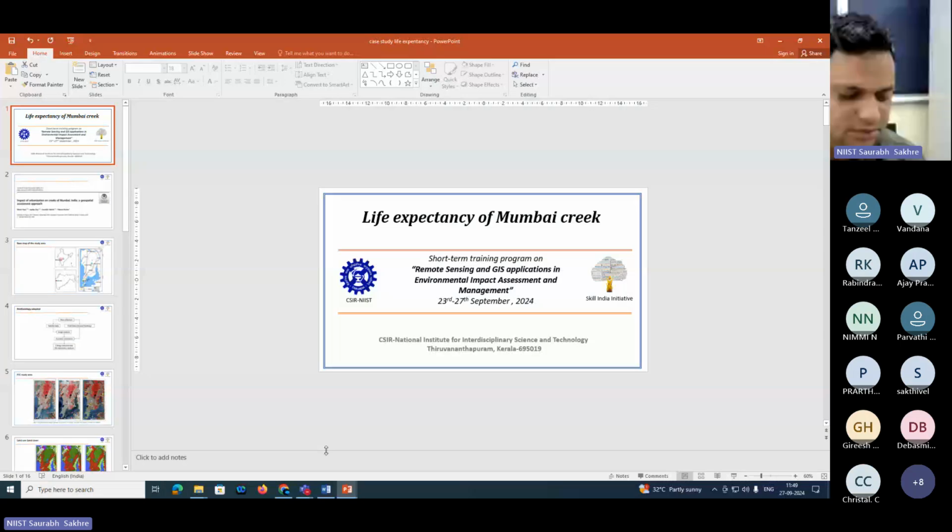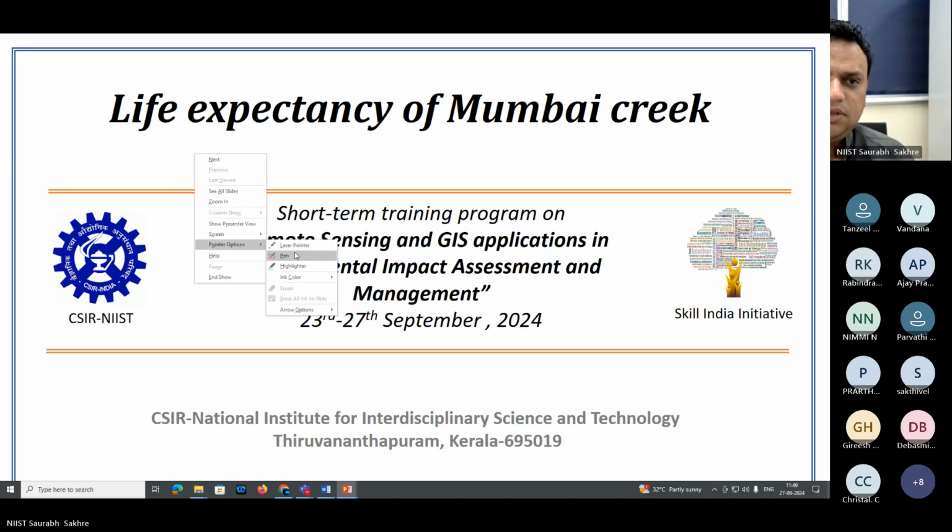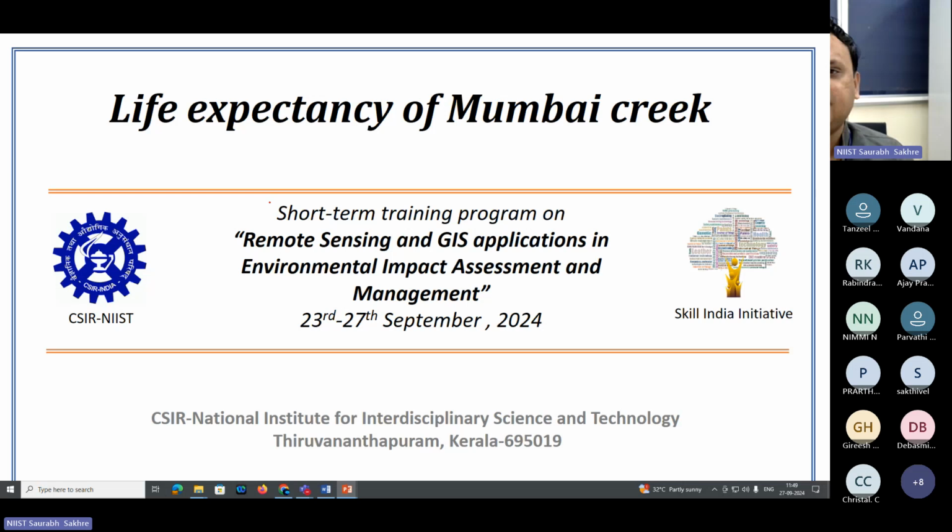But this is something different, and this is something in which GIS and statistics are both used in parallel. Okay, so this case study is on the life expectancy of Mumbai creeks.